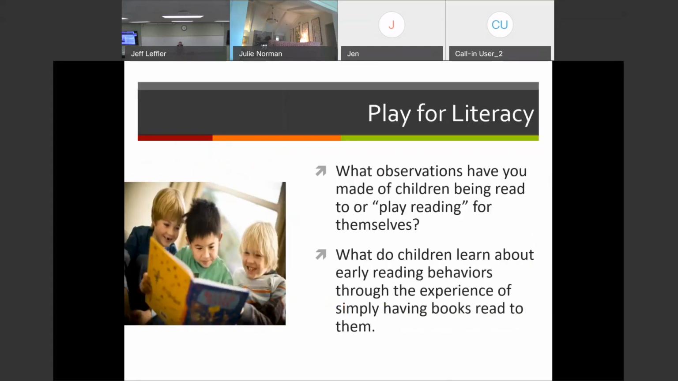So I want to just take a moment. What observations have you made of children being read to or play reading for themselves? Play reading meaning they don't know how to read, but they're picking up the book and acting like they know how to read. Have you seen children doing that? Anybody want to share an example? Do you mind walking up here and talking in this so they can hear?